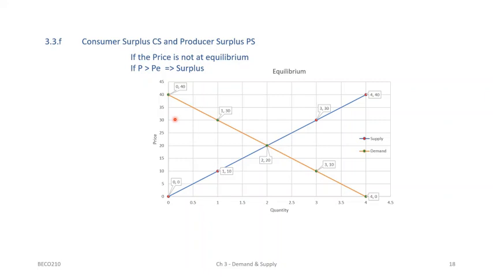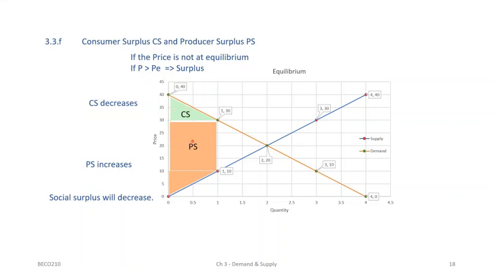Now, the price you actually paid if you're a consumer and the price you actually received if you were a supplier is 30. The consumer surplus is this area now, and as you see, it decreased because of the increase of price. The producer surplus is this area. It decreased because of the price. The social surplus also decreased because CS decreased.